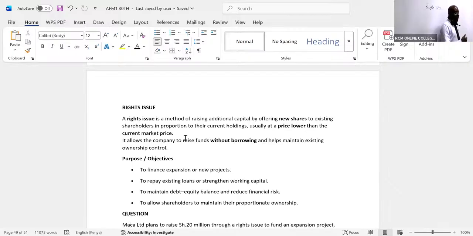You as a finance manager, what do you think are the main reasons or purposes why you should go for a rights issue? Yeah, we are going for a rights issue, of course, to raise capital, isn't it? We want to raise capital for new projects, to pay our debts.